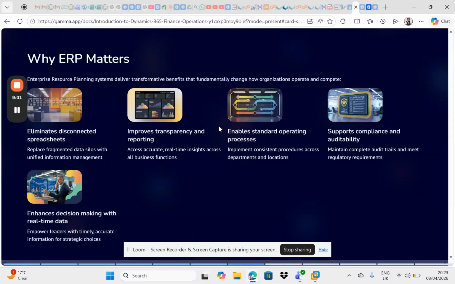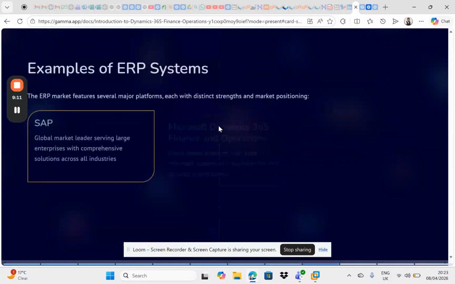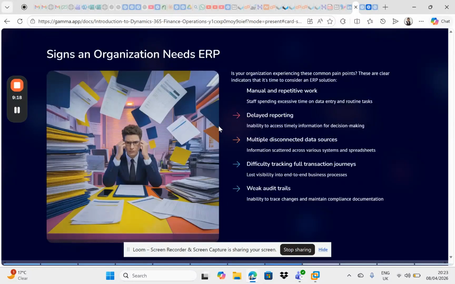So this is why ERPs matter. ERPs as a whole, this is what they do. Moving forward, what are the key signs that organizations need an ERP system? Like I mentioned, there is delayed reporting, and manual and repetitive work, where you have something you do every day and spend so much time on. This is an indication that you need an ERP system.